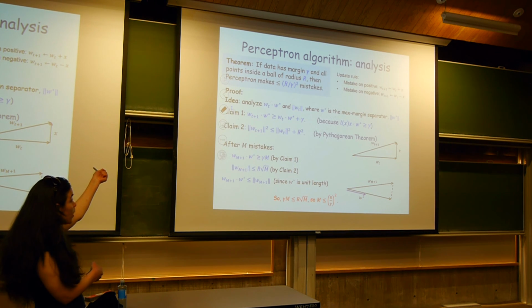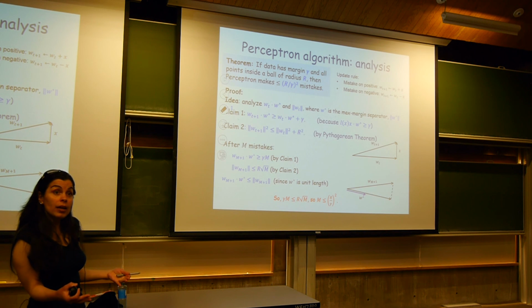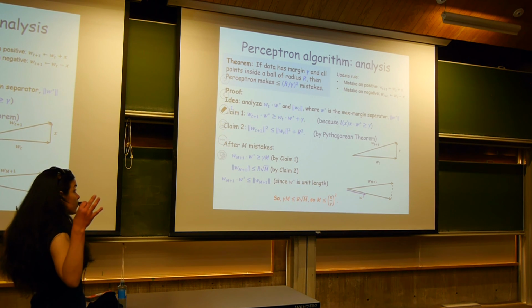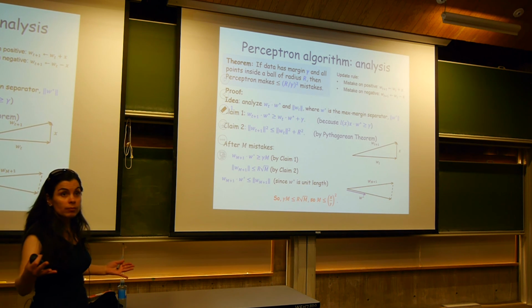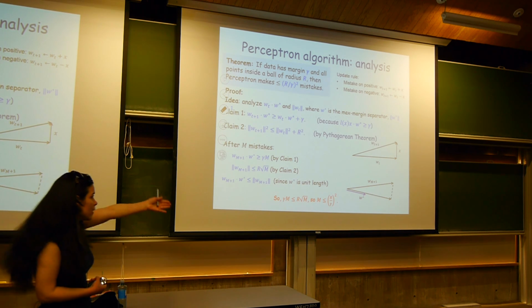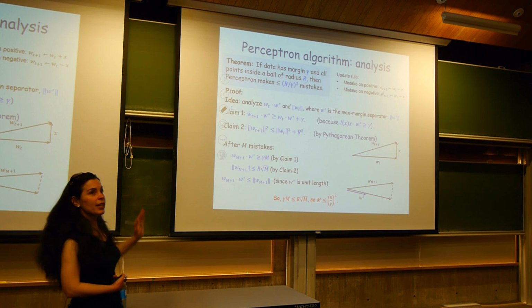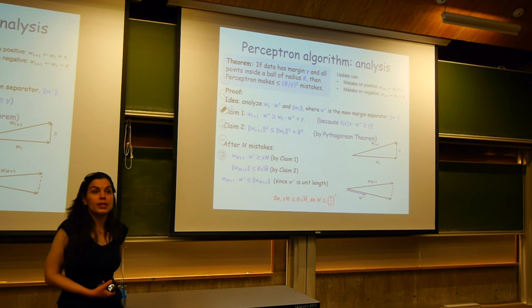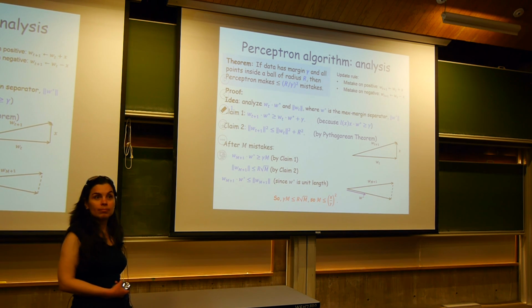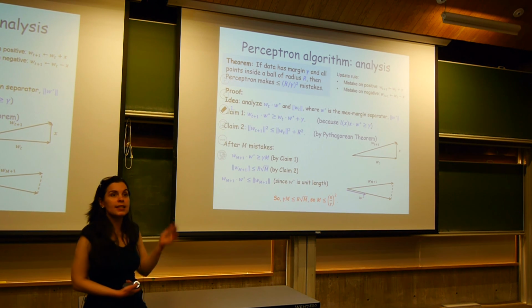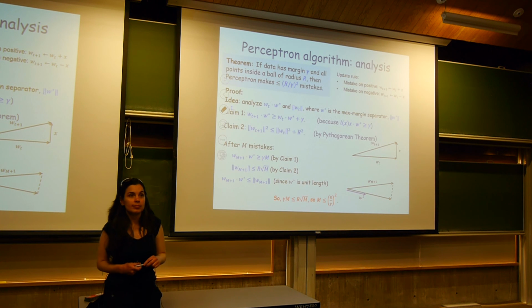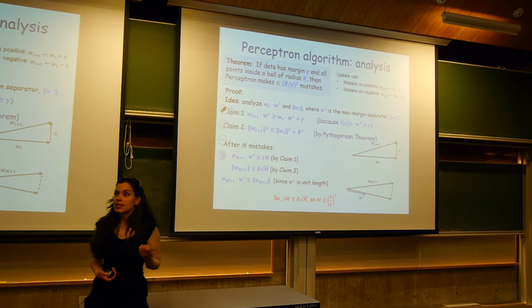We can argue that every time we make a mistake, the dot product between the current weight vector and W star goes up by at least gamma, and also that the length squared of the current weight vector doesn't go up by too much. By using these two facts and basic geometric intuition, we can immediately come up with this upper bound on the number of mistakes that the perceptron makes as a function of the geometric margin of the data set. Okay, so that's pretty much the analysis.